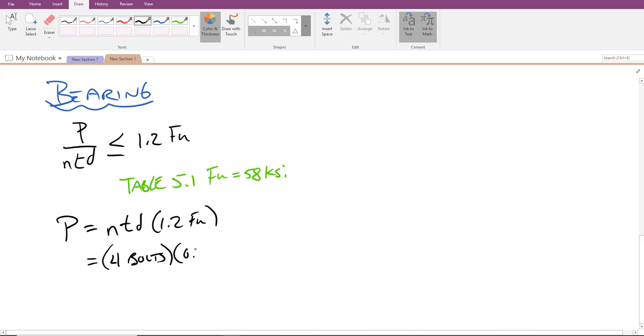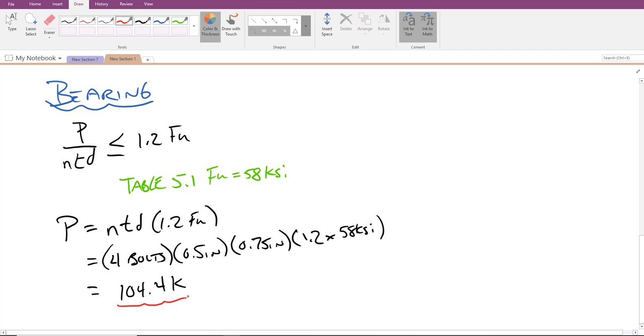We've got a plate thickness of a 1/2 inch. Both plates are the same, so we don't have to worry about that. Checking it twice. 3/4 inch diameter bolts, and then we've got 1.2 times 58 KSI. Run all of that through our calculator, and we find that in bearing we could actually handle 104.4 kips before this thing would want to fail.